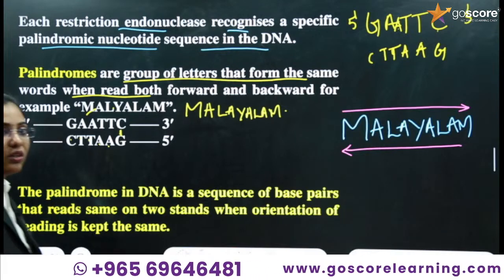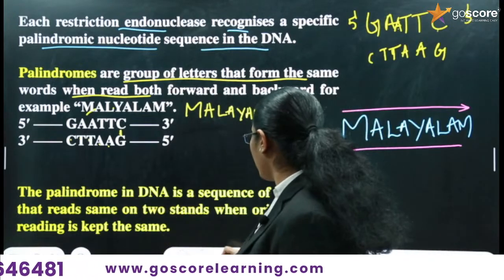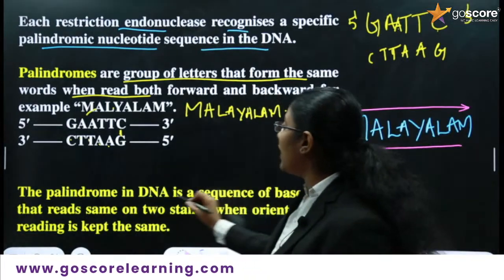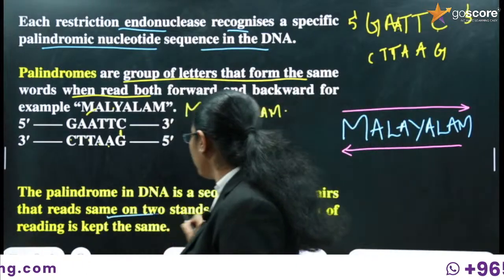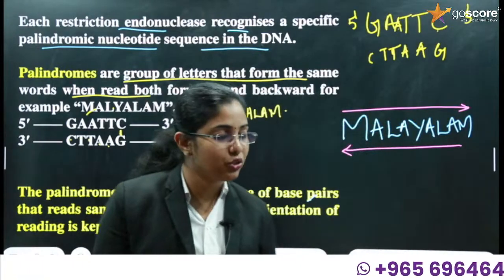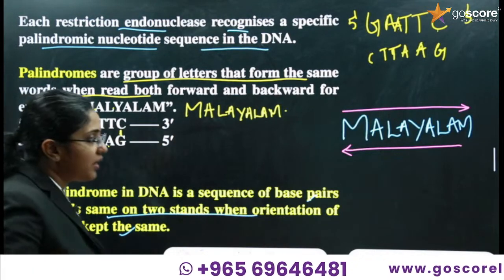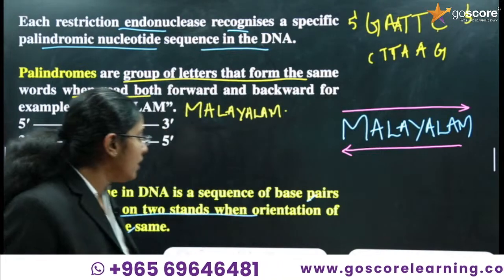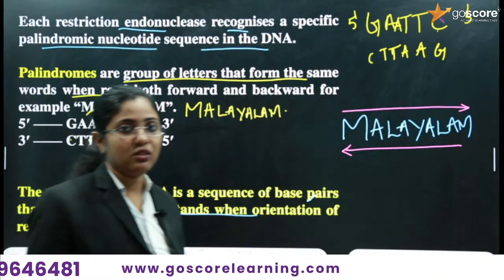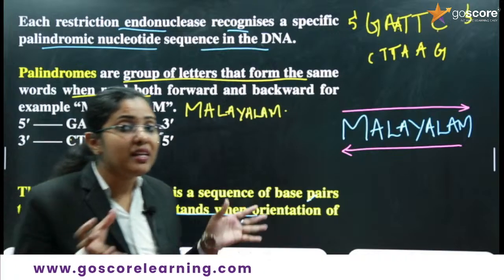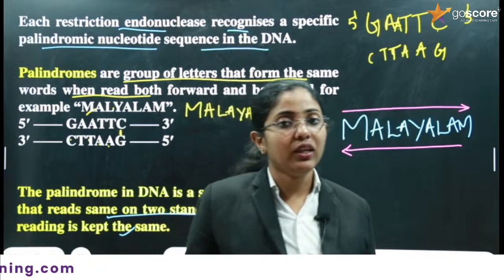Okay, in the case of biotechnology, what is a palindrome sequence? Palindrome in DNA is a sequence. You have to study the definition, okay? A palindrome in DNA is a sequence of base pairs that reads the same on two strands when the orientation of reading is kept the same. When the orientation is kept the same, we can read in the same way for the two strands. Okay, that is a palindrome sequence. When palindrome sequences are present, restriction endonucleases can act on them. Clear?